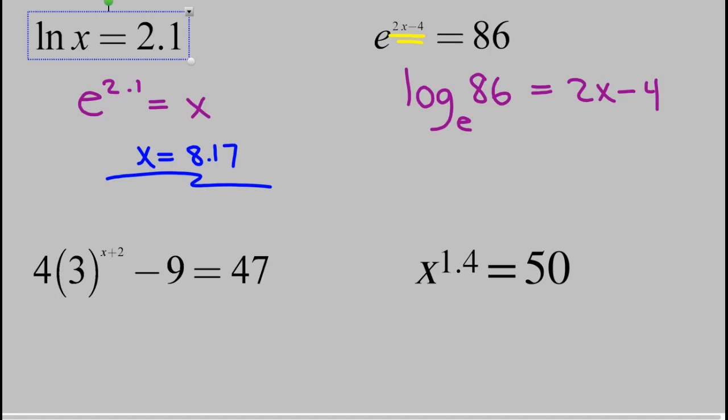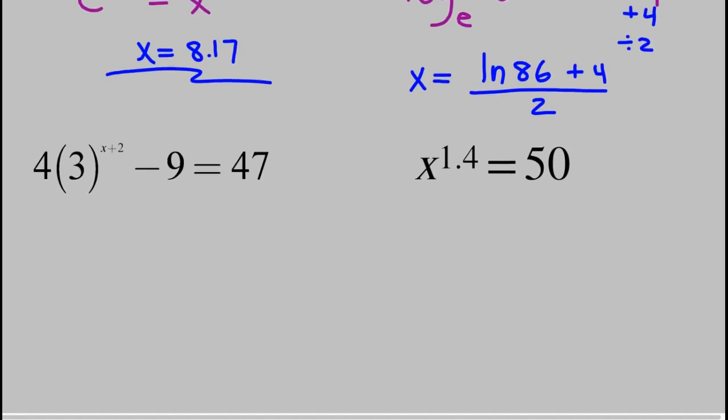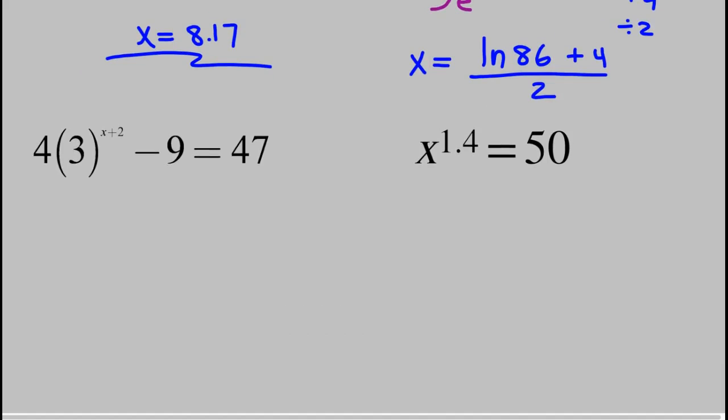So the log of 86 base e is also like saying ln, the natural log of 86. And then now I have to undo the minus 4, so I add 4, and then I undo the times 2 by dividing by 2. So in the end, I'm going to have x is equal to the natural log of 86 plus 4, all divided by 2. Not too bad, eh?